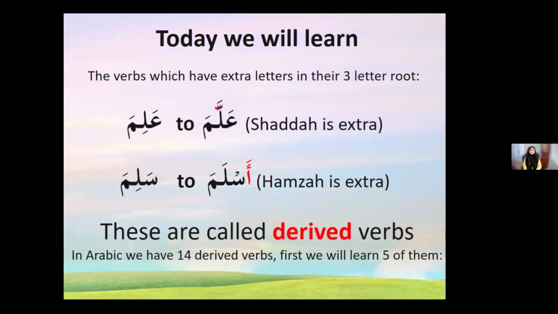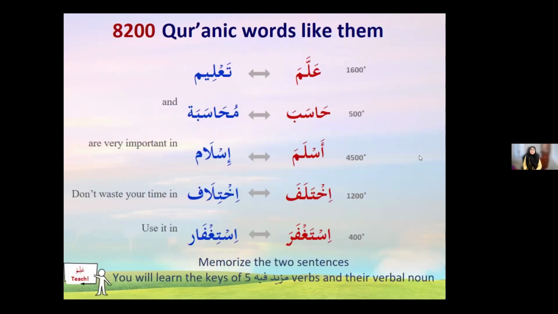And you know what is mazid fi, we've been doing it. The verb which has extra letters in its 3-letter root word is called mazid fi, meaning extra in it. So alima, allama, shadda is extra. Salima to aslama, hamza is extra. So let's quickly practice the mazid fi words.